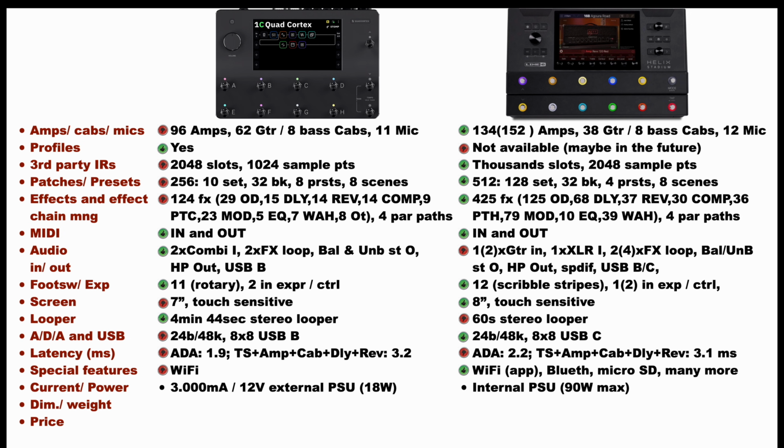Then we have the power needs, where the Helix has an internal PSU and the Quad Cortex has an external one. The Quad Cortex, on the other hand, seems to be more efficient, as it draws 18 watts instead of the max 90 of the Helix, as written on the back of the unit. Here I have a mixed feeling, but well, it's up to you to decide whether you prefer external or internal power supplies, but for sure I prefer units that draw less power.